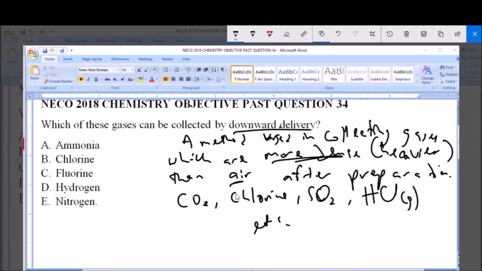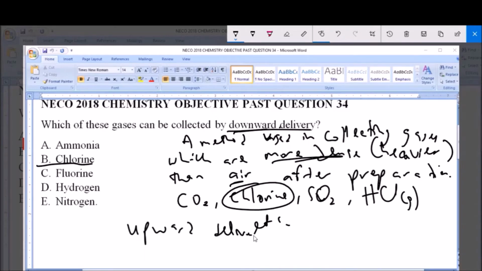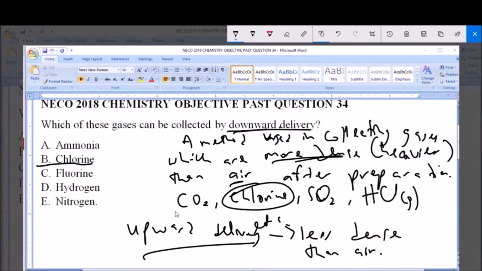Now amongst the options, we have listed chlorine. So chlorine, B, is the answer to this question. It is the gas that can be collected by downward delivery. Every other gas amongst the options is collected by upward delivery, which is a method used to collect gases that are less dense than air. So as we have established, chlorine is more dense than air and hence is collected by downward delivery.